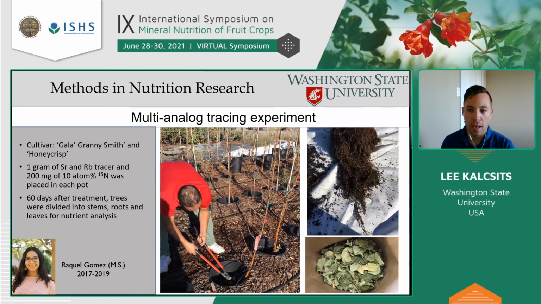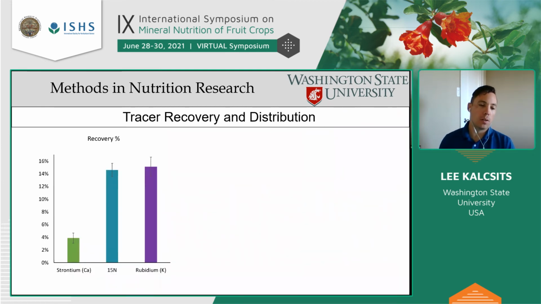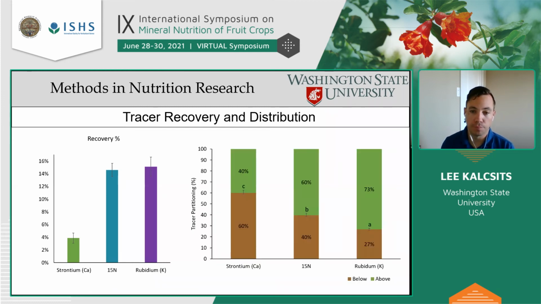We've done some analog tracing experiments using strontium and rubidium compared to 15 nitrogen, which is kind of the standard for running these types of tracing experiments, where our recovery is high for both rubidium and 15 nitrogen, but strontium recovery is relatively low in the tree. So indicating that strontium is taken up at relatively low amounts. And this actually falls in line with some experiments we've done with 44 calcium as well.